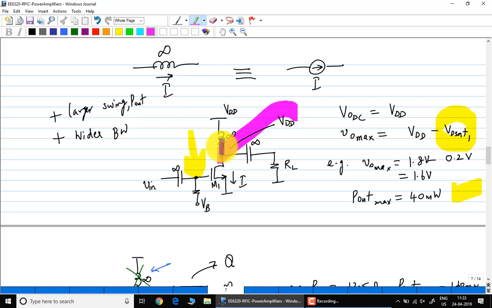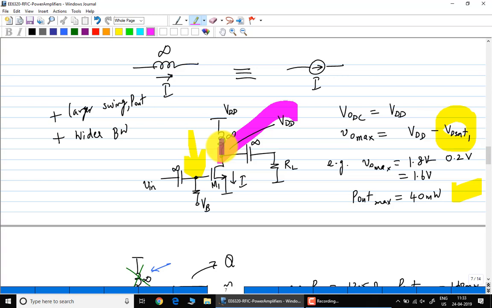But there are of course reliability concerns, because remember that the device is not expected to operate at anything more than a drain voltage of VDD. So there will be reliability concerns, in which case you do something else.